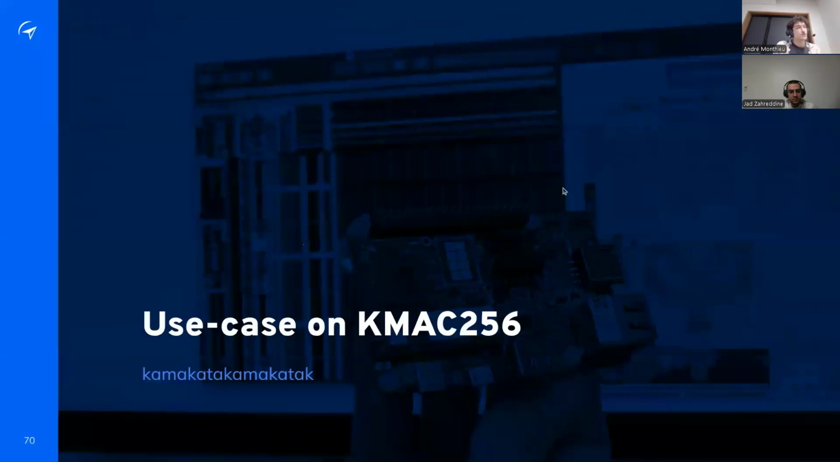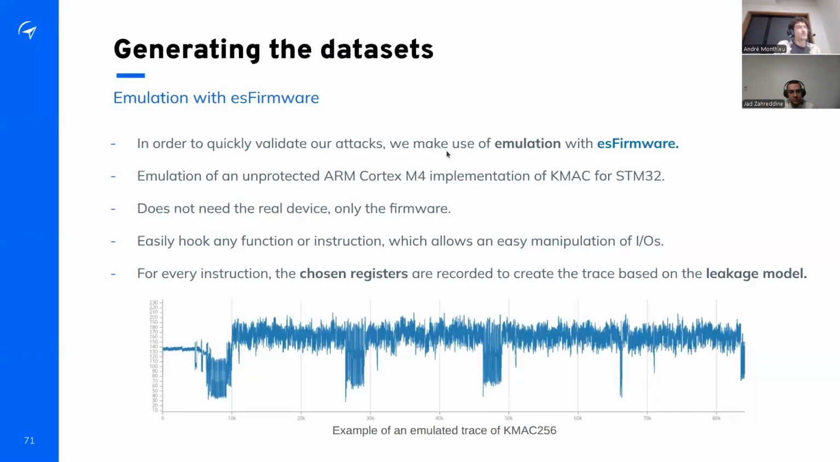Now, let us move on to a use case on KMAC 256. Before jumping into the attack itself, we're going to tell you what dataset we use. To generate the dataset, we leveraged emulation with our tool called esFirmware. We emulated an unprotected ARM Cortex-M4 implementation of KMAC for STM32. And to do so, we did not need any real device. We only needed the firmware.